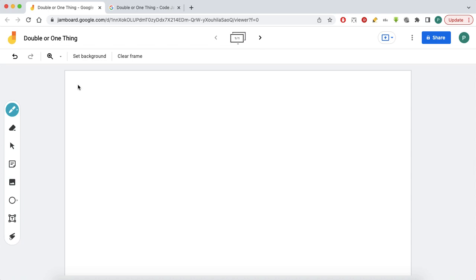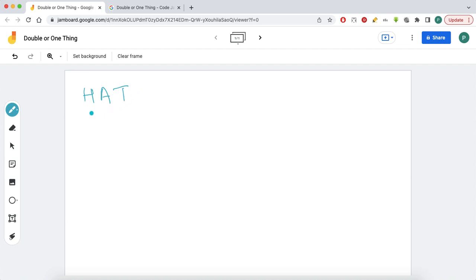Today I'm going to solve a question from CodeJam round 1A, Double or One Thing. So the problem statement is as such: we are given a string, let's say the string is HAT. Now what we are allowed to do is consider a character and choose to repeat it, or not repeat it. If we choose to repeat it, then we can repeat only once.